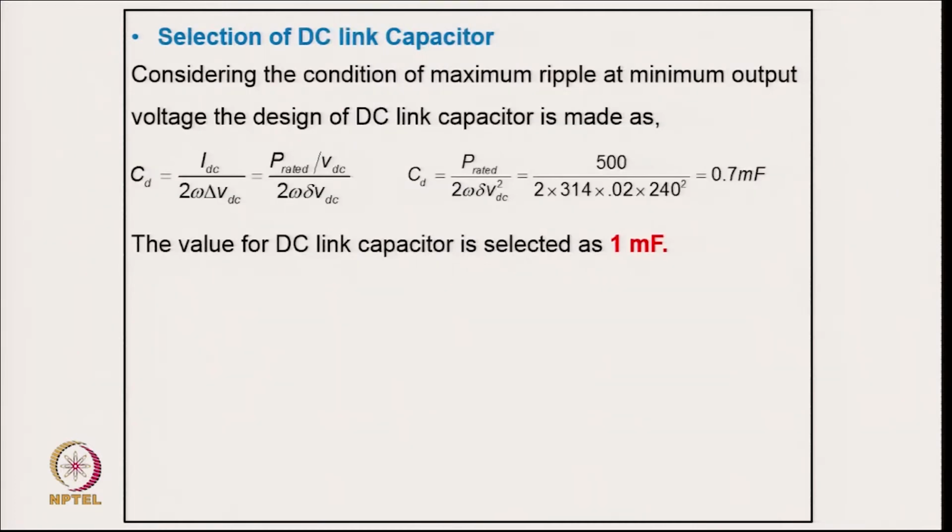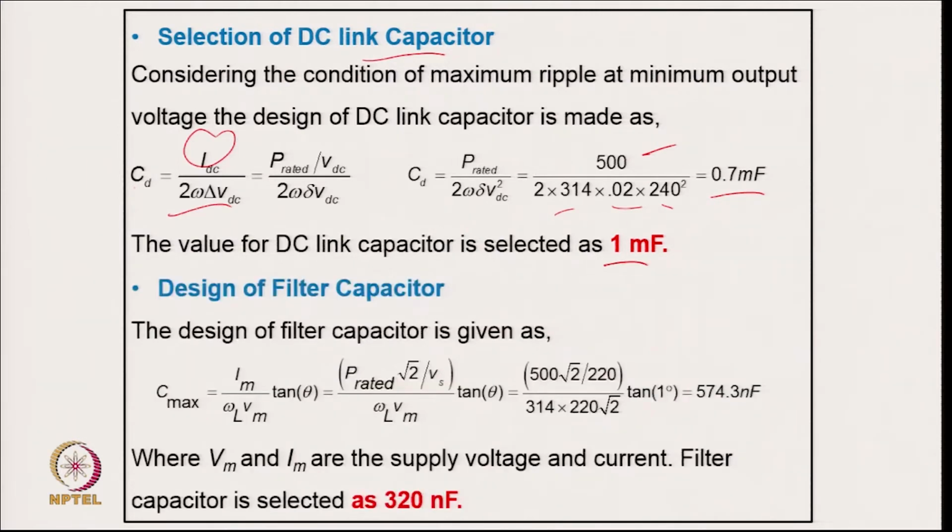Coming to selection of the DC link capacitor. Considering the condition of maximum ripple at the minimum output voltage, the design of DC link capacitor is made: CD equal to ID upon 2 omega delta VD. Putting the value, typically at power value and twice the supply frequency, which is the second harmonic on the DC link, and 2% of the voltage ripple across the voltage of 240 volt. So, we select normally a little higher value to make sure that this ripple is always less than typically 2%. So, it comes to 1 millifarad.